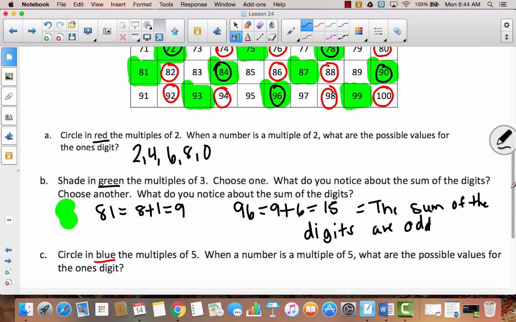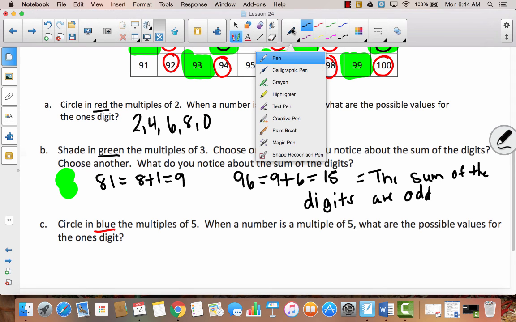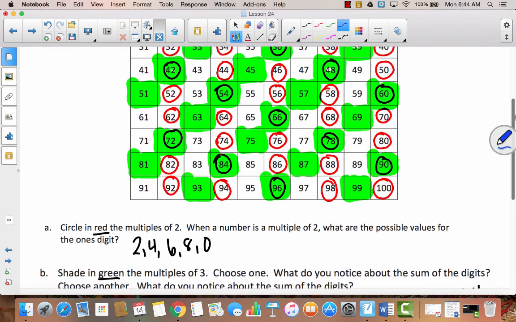All right, we've got one more. Now we're going to use blue and we're going to circle the multiples of 5. Okay, and then it said when a number is a multiple of 5, what are the possible values for the ones digit? So this shouldn't take you very long. So go ahead and choose your blue and then go through and circle all the multiples of 5 and then we'll come back.